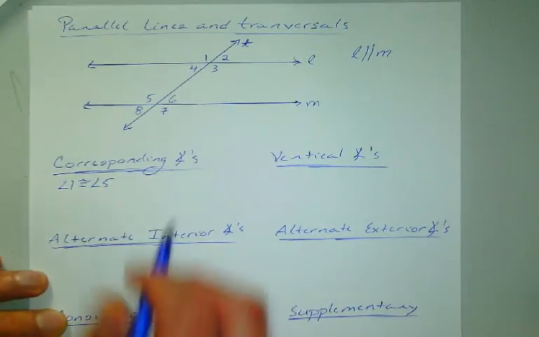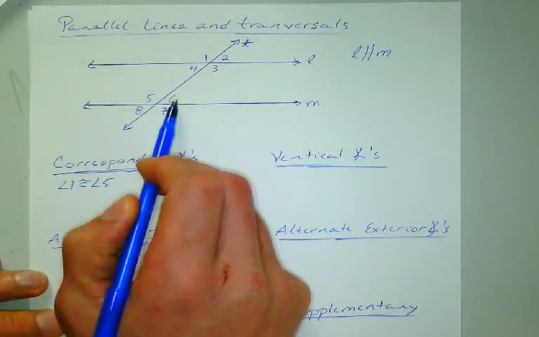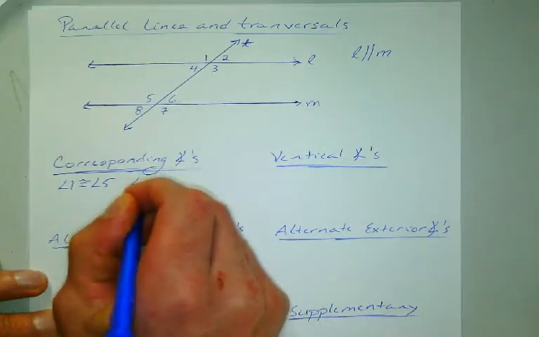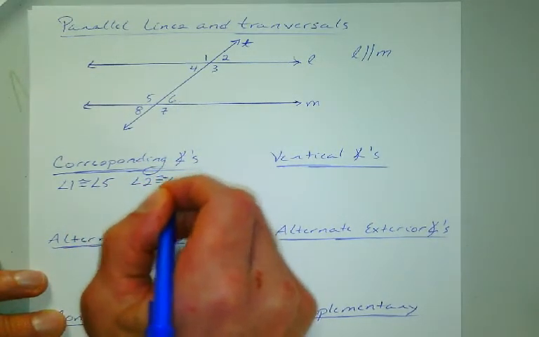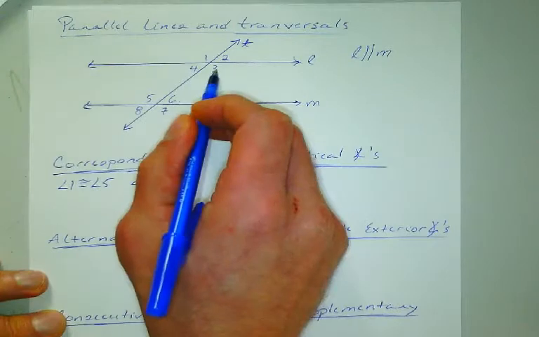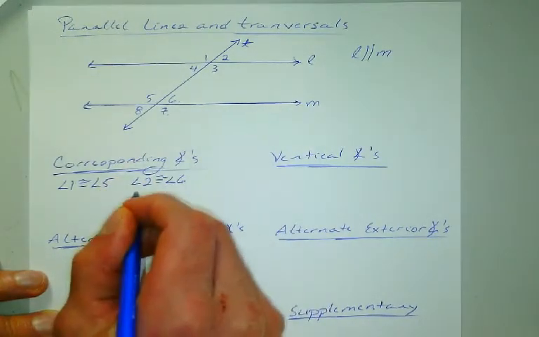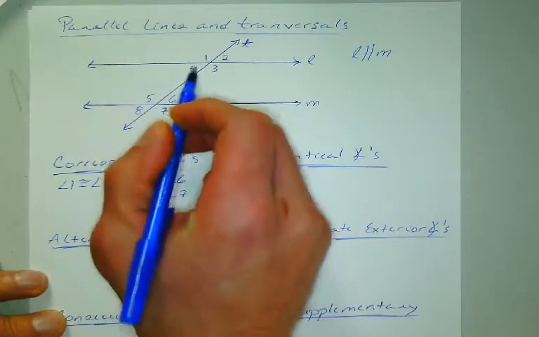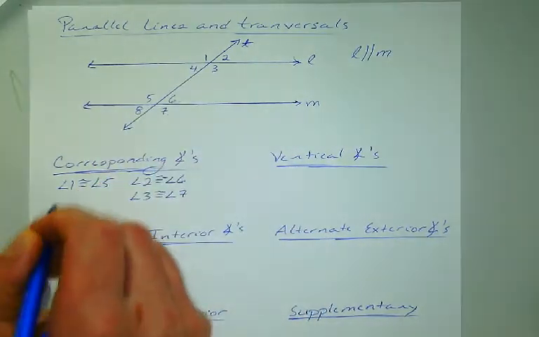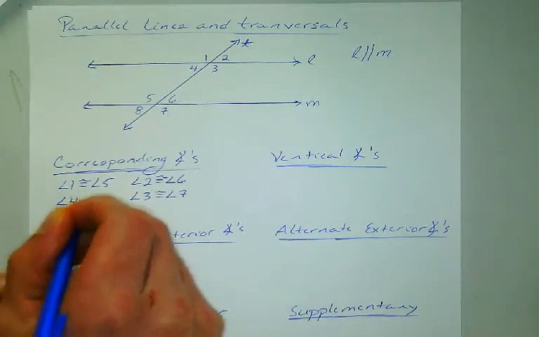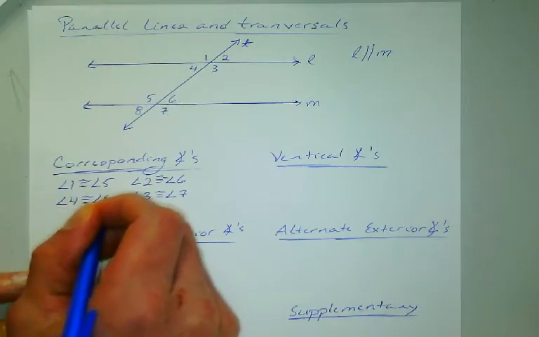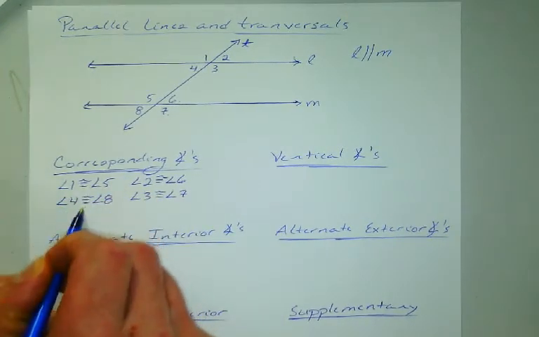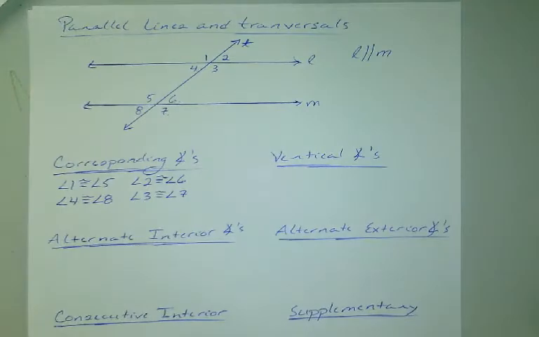So angle 1 is congruent to angle 5. Our other pairs, angle 2 corresponds to angle 6. They are congruent. Angle 3 corresponds to angle 7. They are congruent. And angle 4 corresponds to angle 8. They are congruent. All right, remember the congruent sign is an equal sign with a squiggly above it.